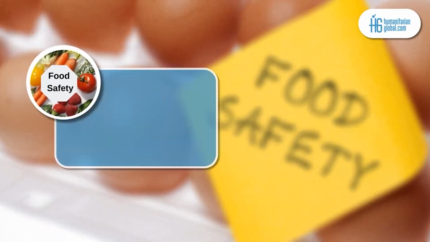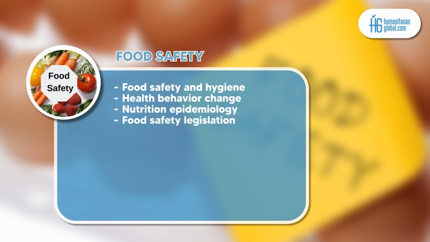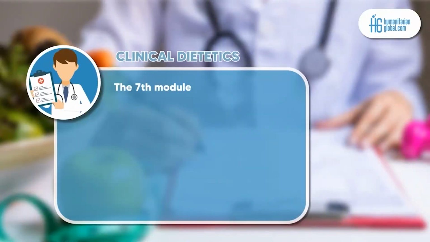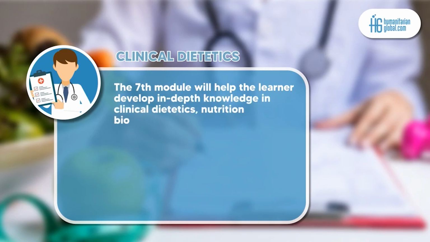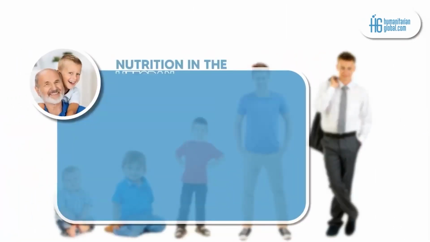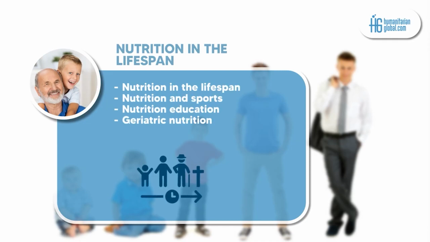Our sixth module is food safety. The module offers more understanding on food safety and hygiene, health behavior change, nutrition epidemiology and food safety legislation. Module 7 covers clinical dietetics. In this module, learners develop in-depth knowledge in clinical dietetics, nutrition biochemistry and food microbiology. Module 8 is nutrition in the lifespan. It provides the learner with more knowledge and skills on topics such as nutrition in the lifespan, nutrition and sports, nutrition education and geriatric nutrition.